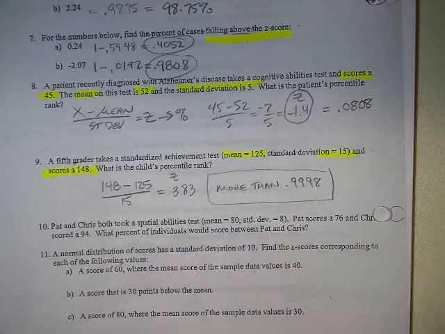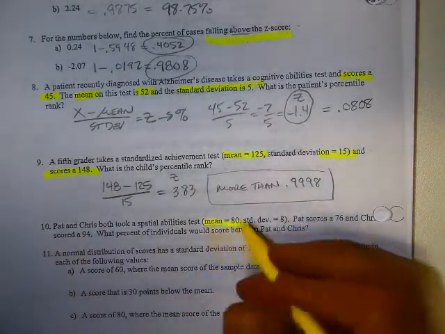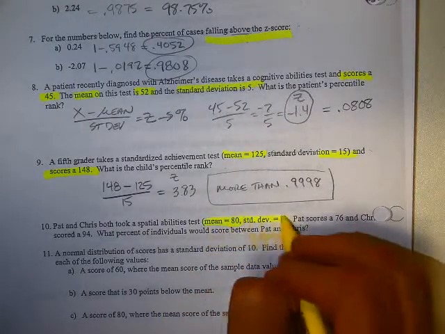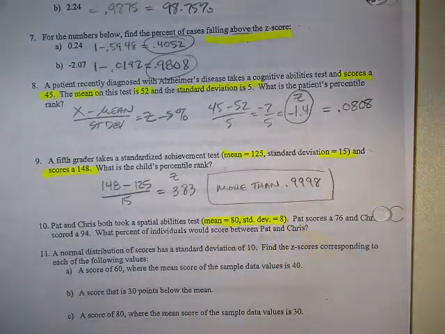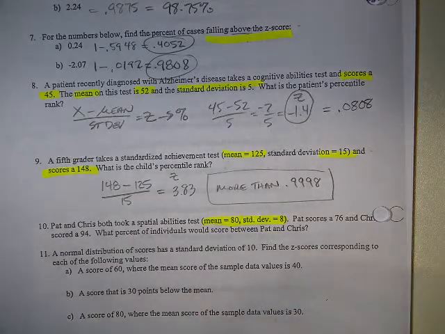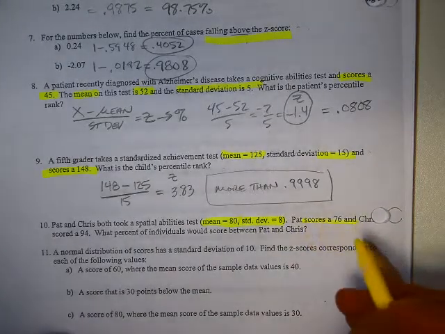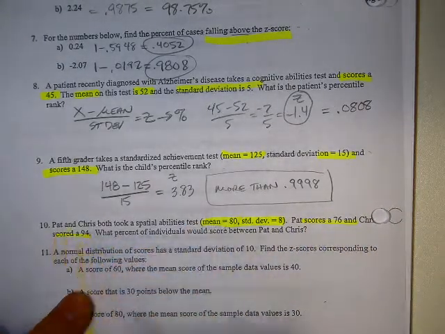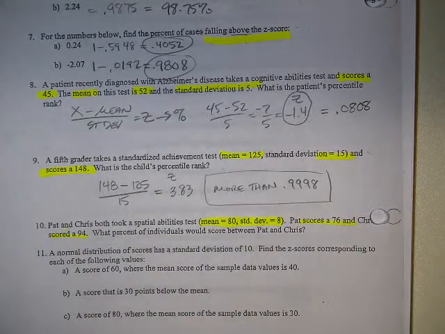We've got a mean and a standard deviation. Anytime I see these, mean and standard deviation, I think standardizing. Every time. Pat scores a 76. Chris scores a 94. What percent of individuals would score between Pat and Chris?